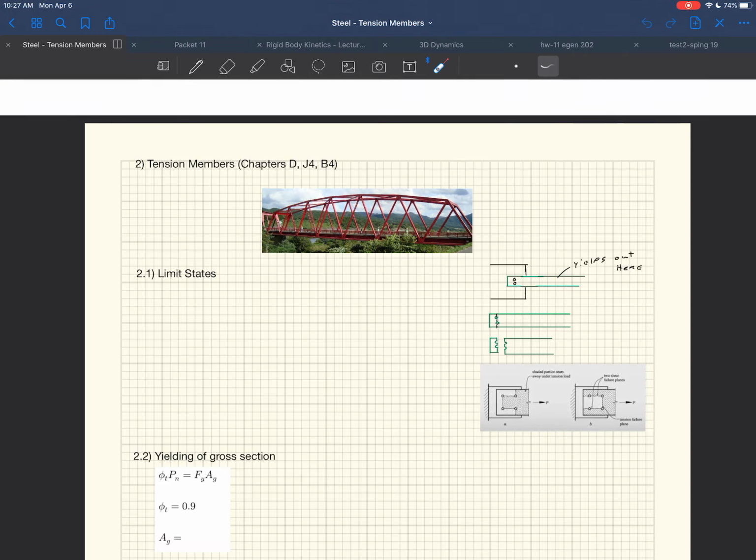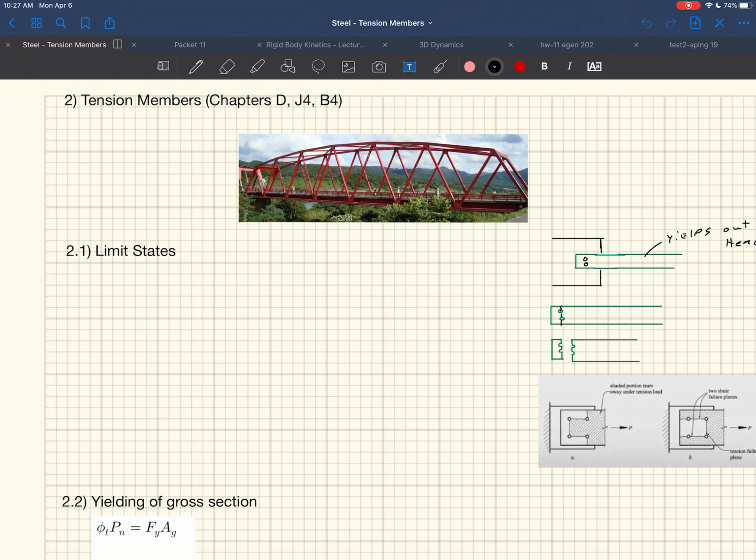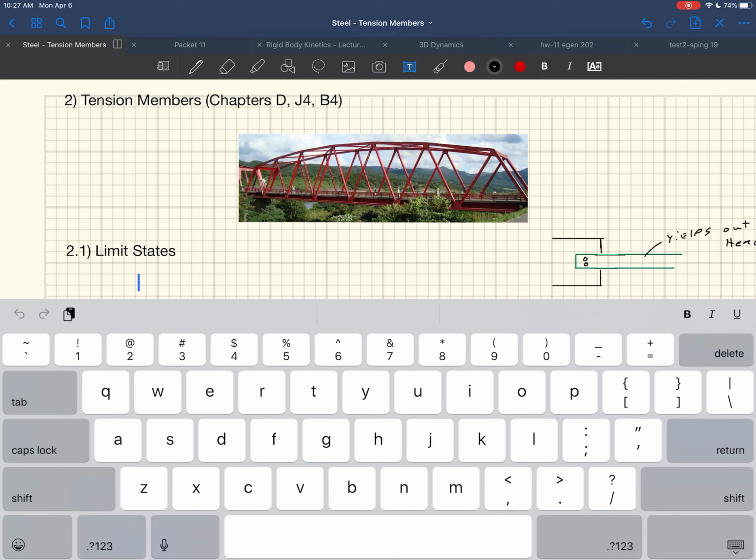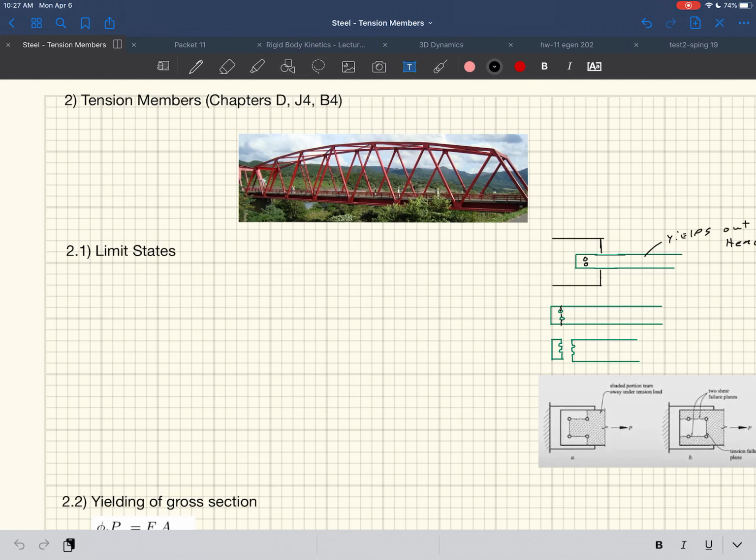So the limit states that we have to consider for tension members are these. Okay? And the next couple of subsections here spend a little bit more time talking about each of these things. But one of the first ones is yielding of the gross section. Okay. And I'll write these down and we'll talk about what each of them are in a second. So yielding of the gross section. We also have fracture of the net section. Right? And then the last one is block shear.